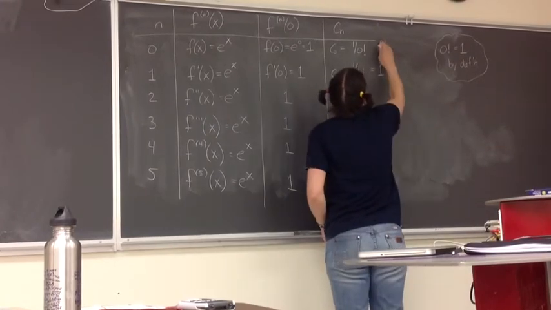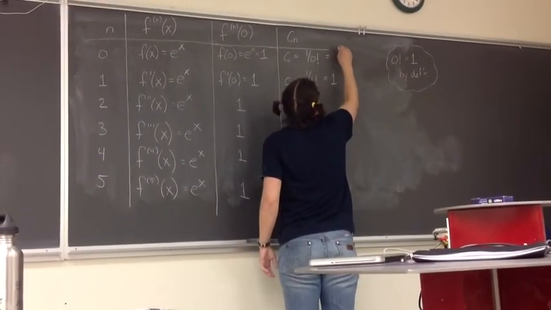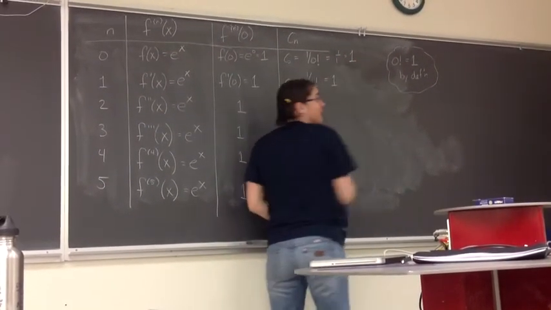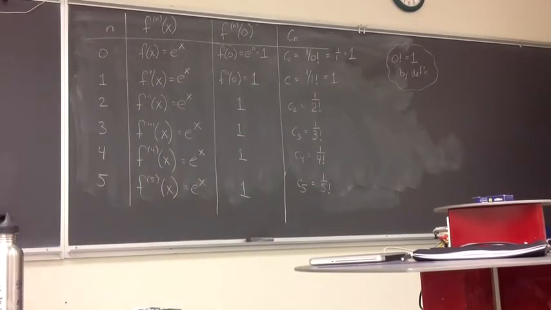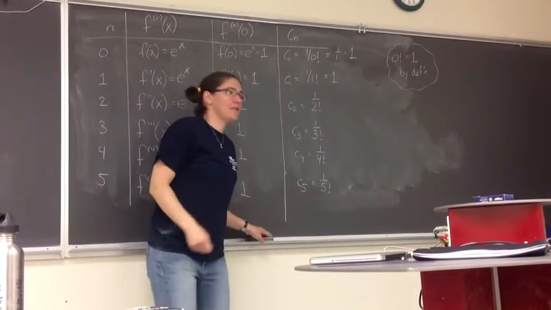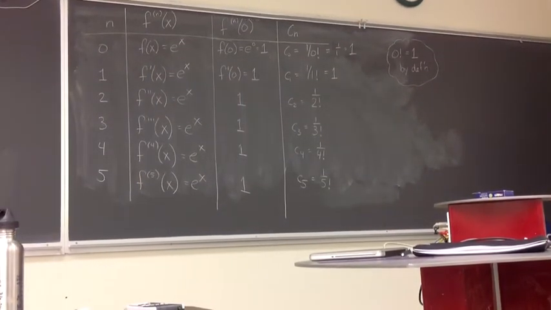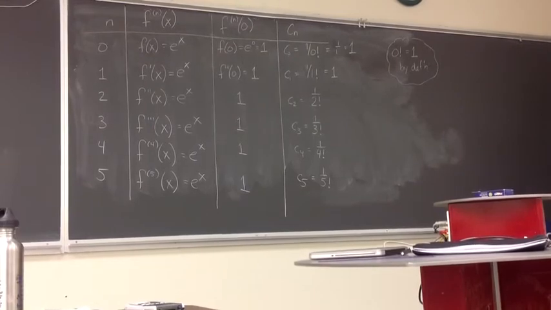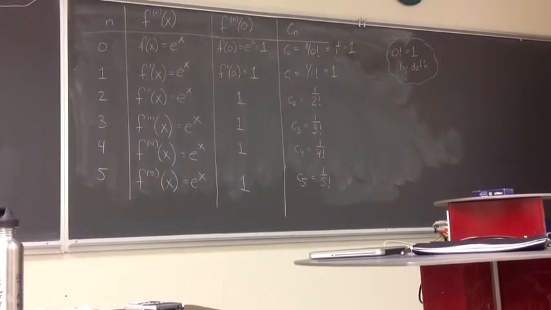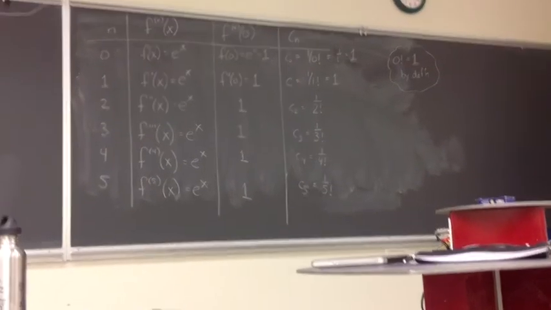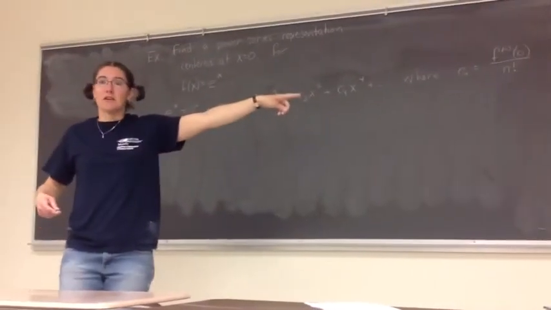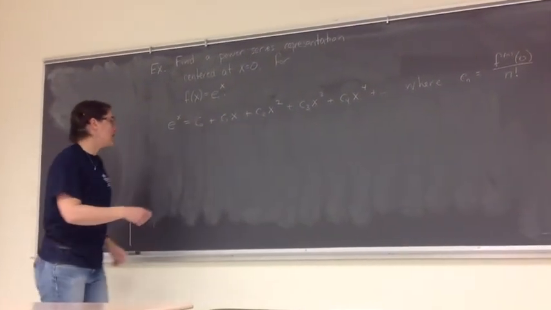So 0 factorial is equal to 1, and so we have 1 over 1, which is 1. So our c0 coefficient is a 1. And I have no better reasoning on that than it makes the patterns look pretty and work well. Okay, so our goal is to find a power series representation for e to the x. And we just created this entire table over here to fill in each of the c values.